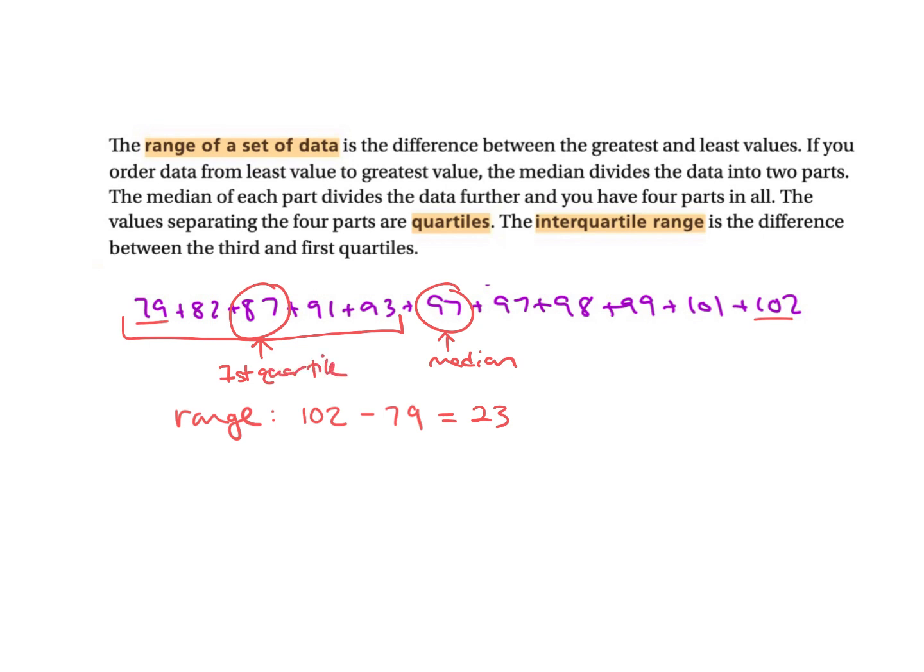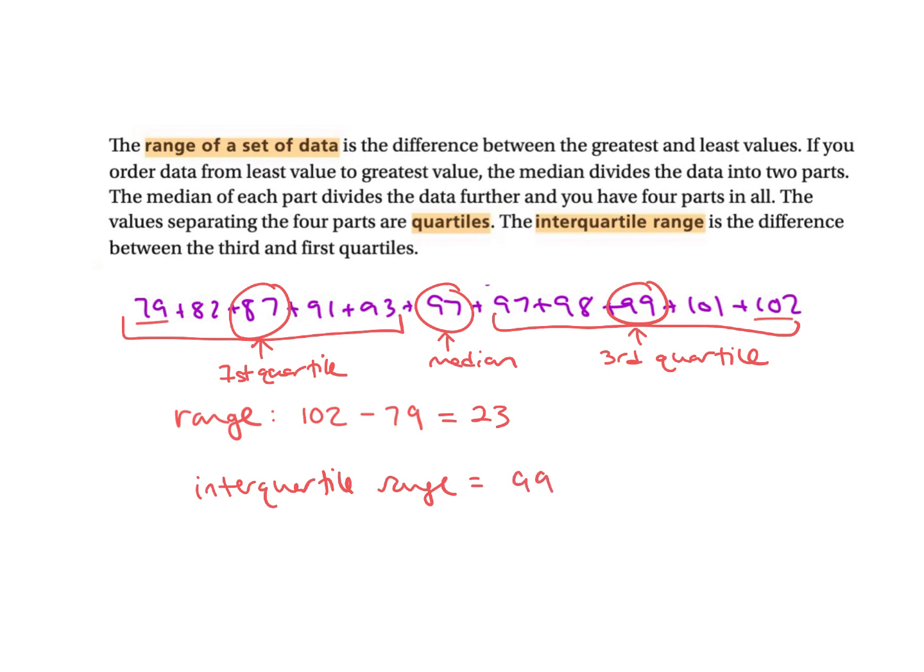And then the median of the upper set of data values above the median, there's 5 data values there as well, and the median of that set of data values is 99. We call that the third quartile. And the interquartile range is the difference between the third and first quartiles. And in this case, that would be 99 minus 87, which is 12.